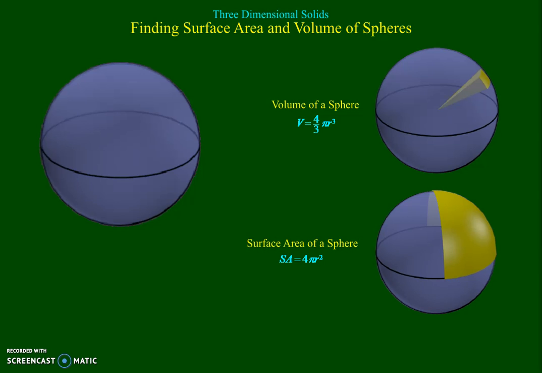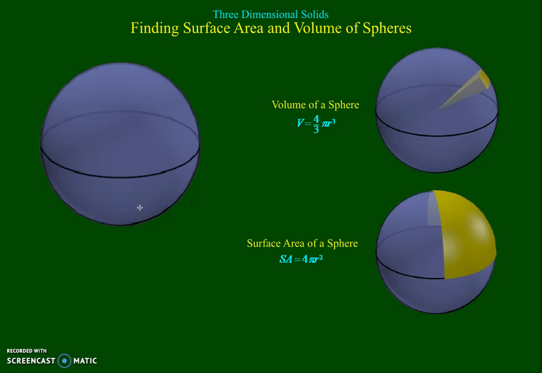A sphere is a little bit different because a sphere is a three-dimensional object. So the definition of a sphere is the set of all points in three-dimensional space equidistant from one point called the center. So this object is a sphere because it's equidistant from one point here called the center. And these points are equidistant in three-dimensional space.